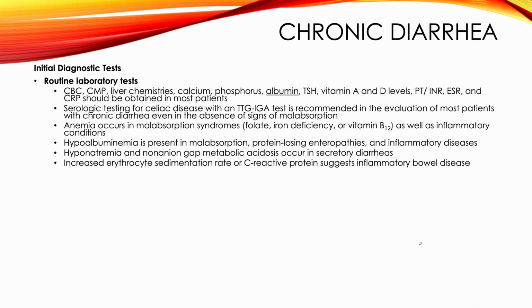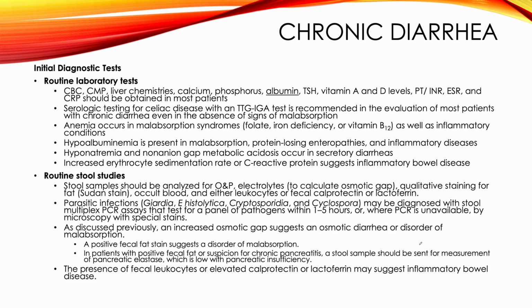Routine lab tests. So if the patient has had diarrhea for greater than 4 weeks, they should have some routine initial laboratory testing done. CBC, CMP, including liver, calcium, phosphorus, albumin, also thyroid, so TSH, vitamin levels, PT/INR, ESR, and CRP. And you should also look for celiac, like a TTG IgA, even if you don't have signs of malabsorption. When I worked in the GI clinic, we had an order set for chronic diarrhea, which included all of these things. It also included iron studies, B12, folate, albumin. Albumin is found in the CMP, so we would look at that. Hyponatremia is also in the CMP that we would look at. ESRs and CRPs help with inflammatory bowel disease, but you're putting these pieces together with the history and physical exam that you've gotten.